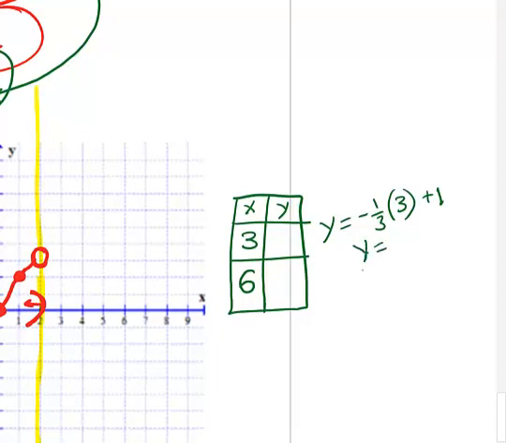So it's y equals, let's see, -1/3 times 3 is -1. +1 would be 0. Okay, so there's 1 point. And then for the other point, I'm going to try to do the same thing, but I'm putting +6 in.